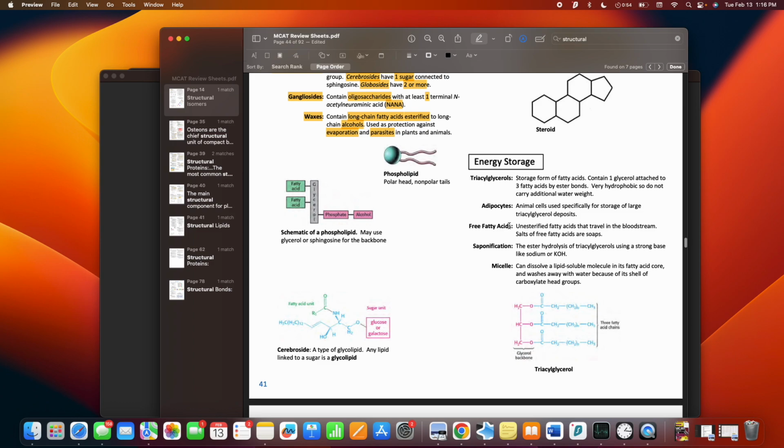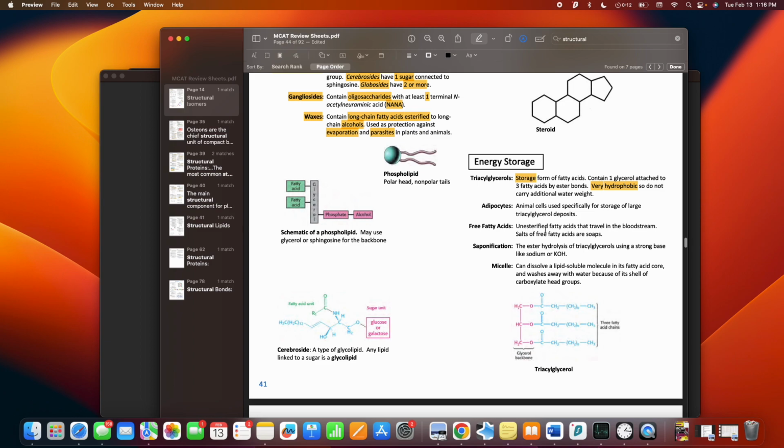And energy storage: triacylglycerols, the storage form of fatty acids, contain one glycerol attached to 3 fatty acids by ester bonds. They are very hydrophobic, so they do not carry additional water weight. Adipocytes are animal cells used specifically for storage of large triacylglycerol deposits.